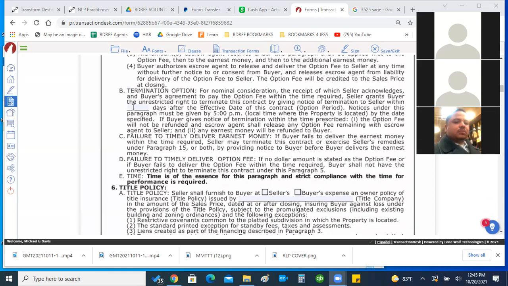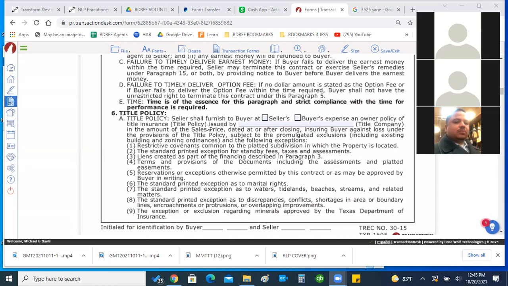This right here, this is where you notate how many days your option fee period is going to be. And if y'all hear me using terms, I know for some of you newer agents, if you hear me using terms and you don't know what they mean, let me know. Because when I say option fee, if you don't know what that means, let me know. I know when I first got in real estate, it took me a while to understand the difference between option and earnest. So don't be shy to ask.